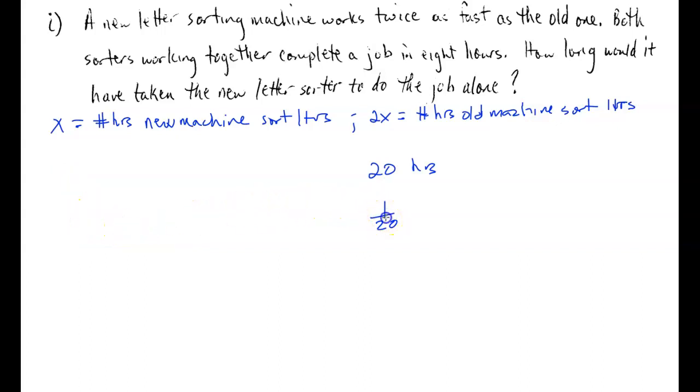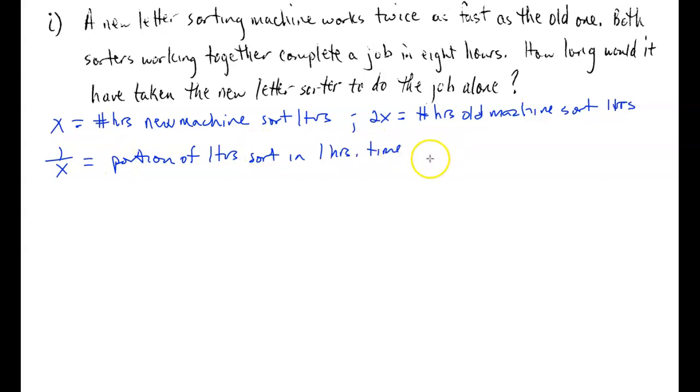We need to define some other variables here. And we're going to say, because of this, 1 divided by x is going to be the portion of letters sorted in 1 hour's time. And here, 1 over 2x is going to be the portion of letters sorted in 1 hour's time. Okay.